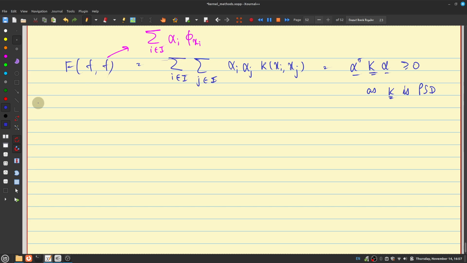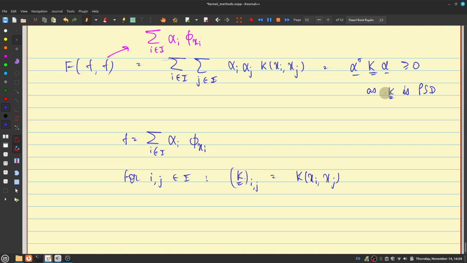So in order to do this, let me first look at the following vector. I'm fixing this particular f, and corresponding to this f, I have this Gram matrix. So I'm taking f to be equal to the summation over i in I of alpha_i k(x_i, ·), and for i and j from this index set I, I define the Gram matrix where the ij-th entry is k(x_i, x_j), exactly what I have over here.